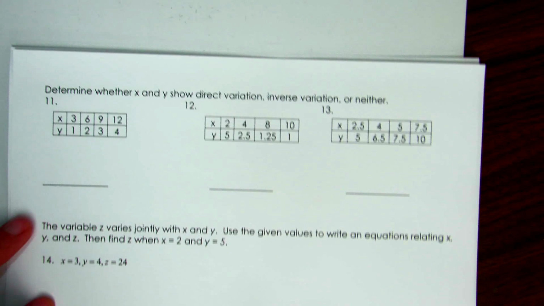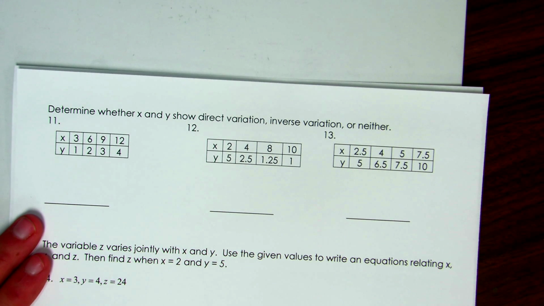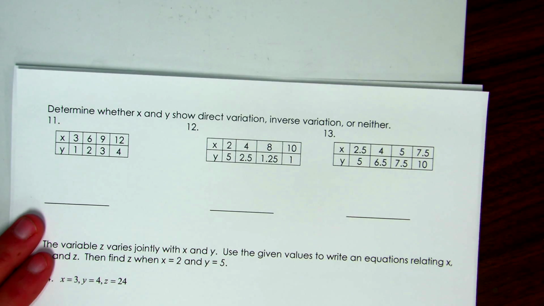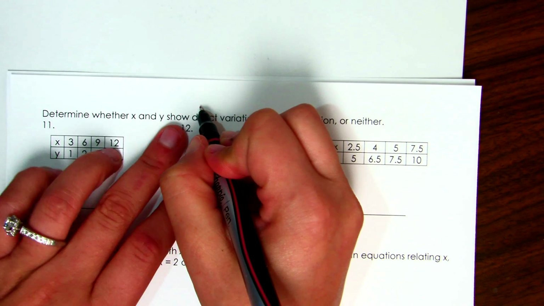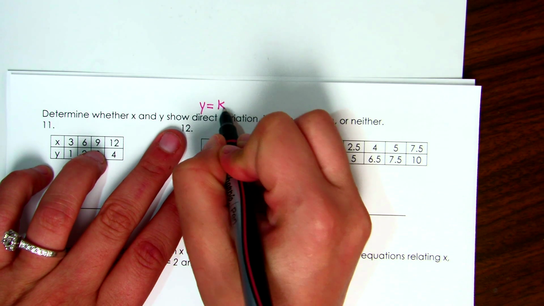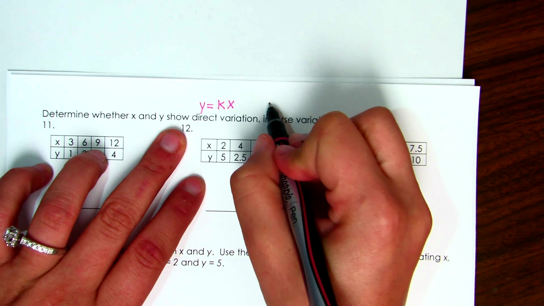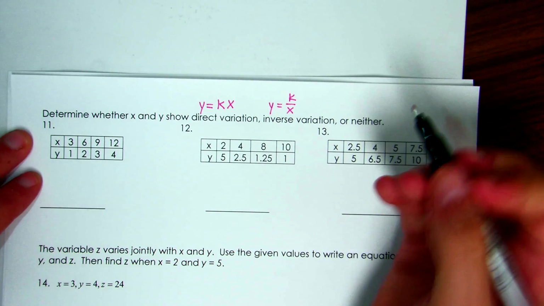Okay, on the back, number 11, 12, and 13. Determine whether x and y show direct variation, inverse variation, or neither. To be direct, y equals kx. To be inverse, y equals k divided by x.